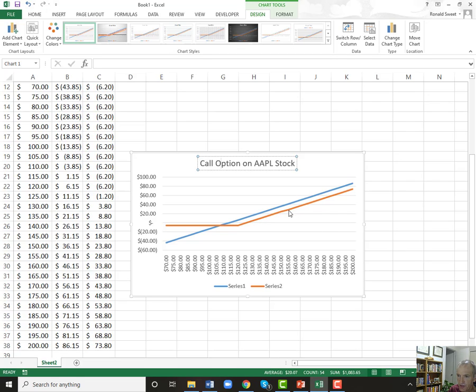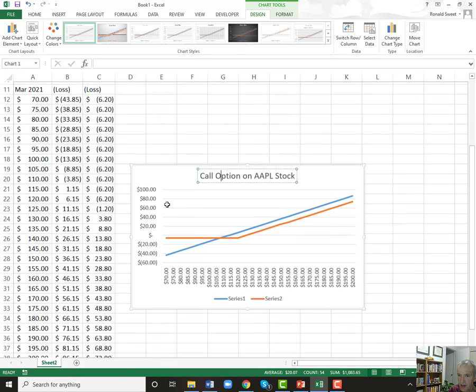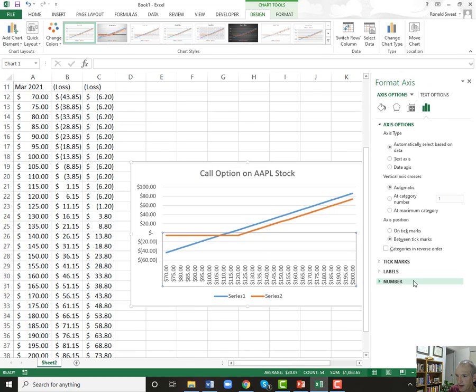Now you don't make as much as you would if you bought the stock, but remember, with the stock you had to pay $113.85. With the call, you only paid $6.20, so your percentage return is much higher with the option. Of course, down here you lose 100% of your money, where with the stock you don't lose 100%. But that is how call options look.